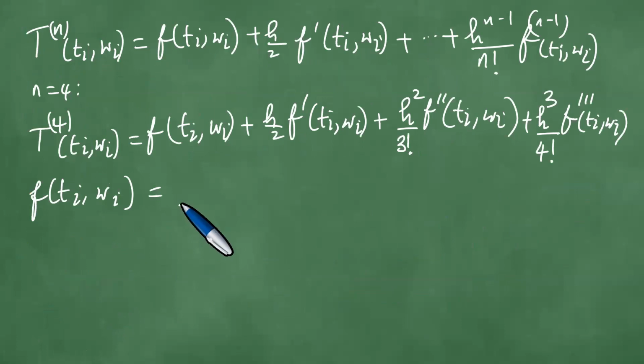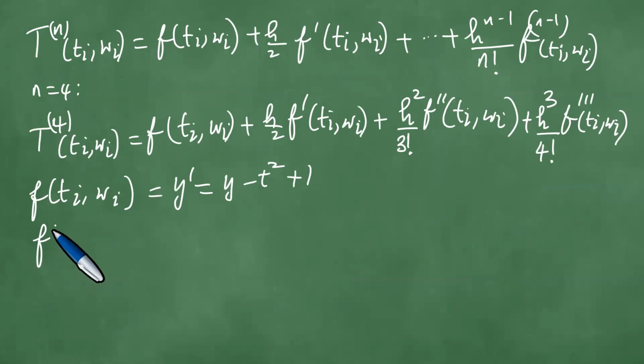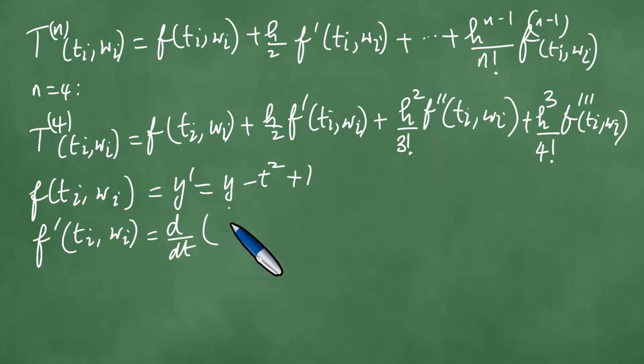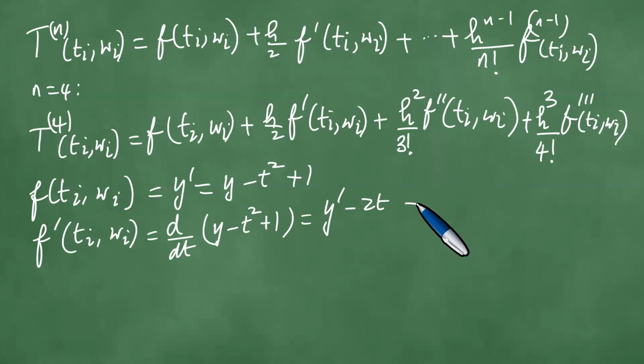is y prime, which is exactly y minus t squared plus 1. Then now we're going to do the first prime, so we differentiate this one, and then we have this Wi. If you differentiate this one, we've seen that it is d/dt of this, which is y minus t squared plus 1, which is y prime minus 2t. What is y prime? It is exactly y minus t squared plus 1.